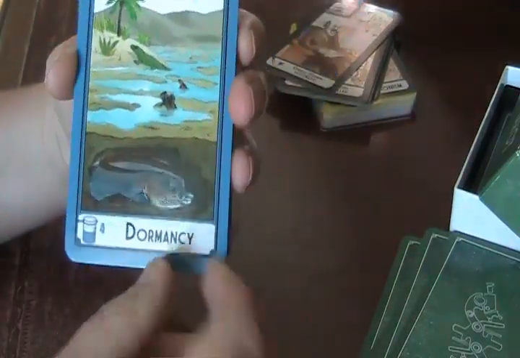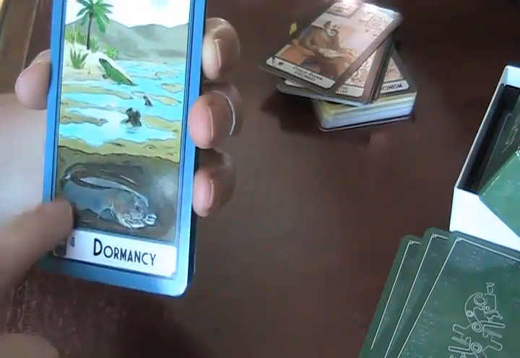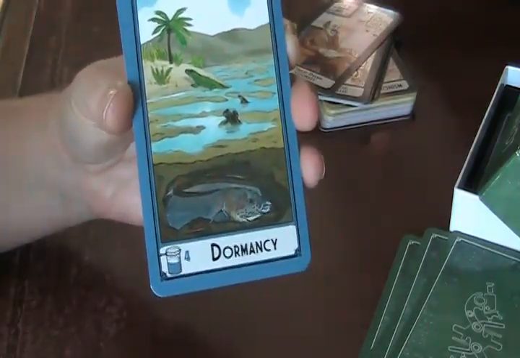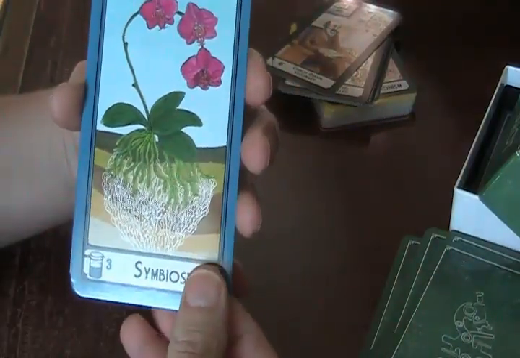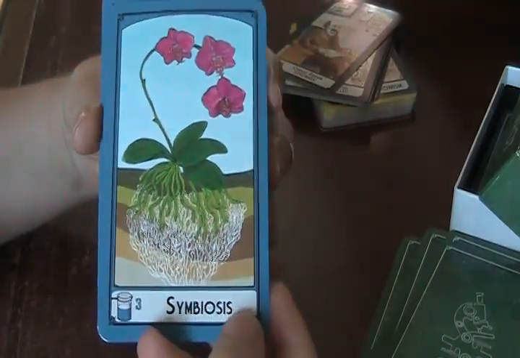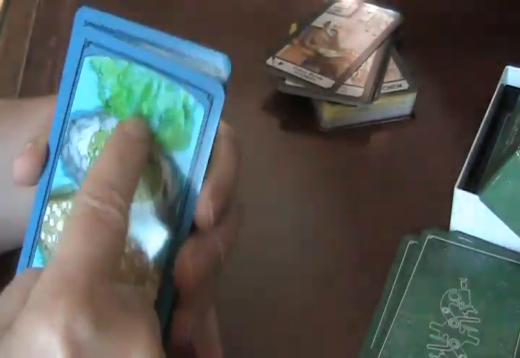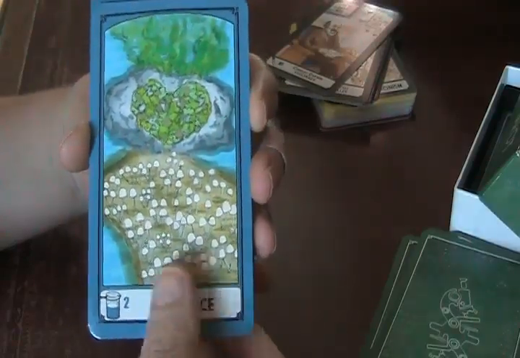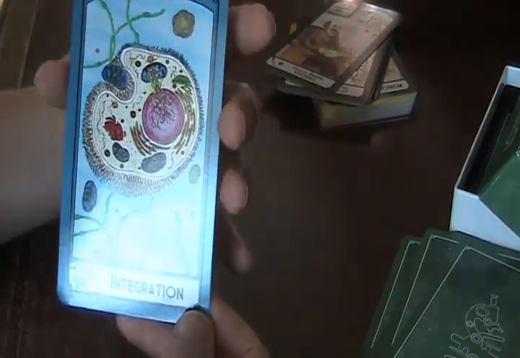Dormancy. It's the frog emerging, or a mudfish, sorry, catfish, mudfish, emerging from its mud tomb. Symbiosis. 3 of Cups. That's abundance. 2 of Cups. Alliance. And the Ace of Cups, integration.